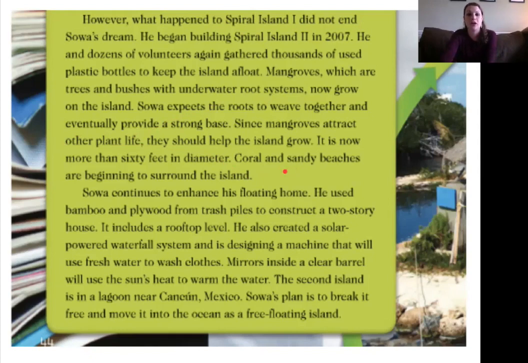In the next paragraph, we're going to read about, remember, Soa is a real-life person. This is a true story. So we're going to read about what's happening with Soa and his island project now. Go ahead and read paragraph 4.